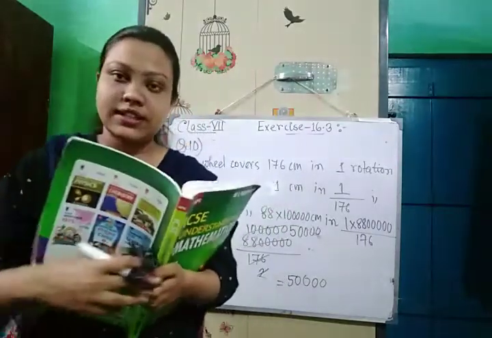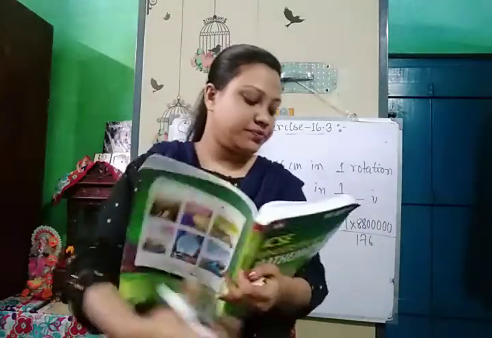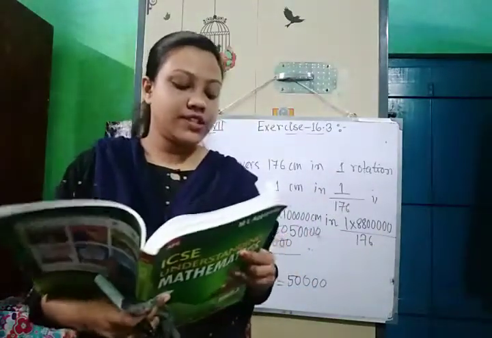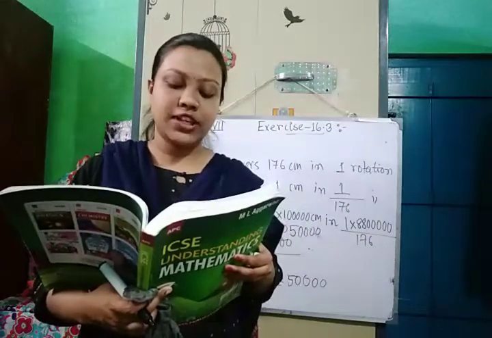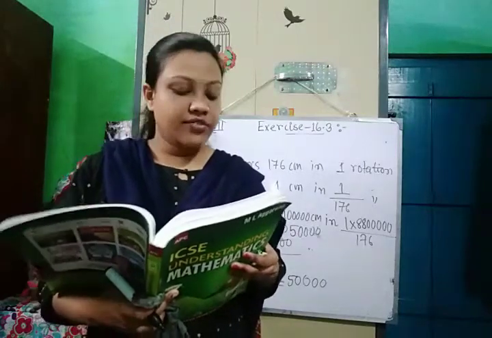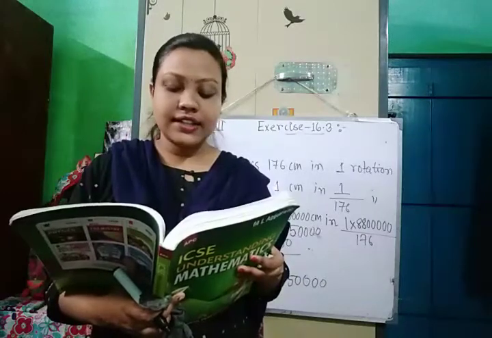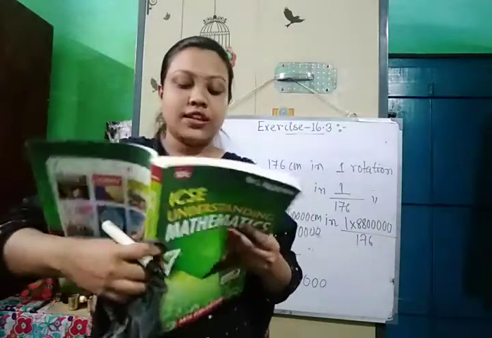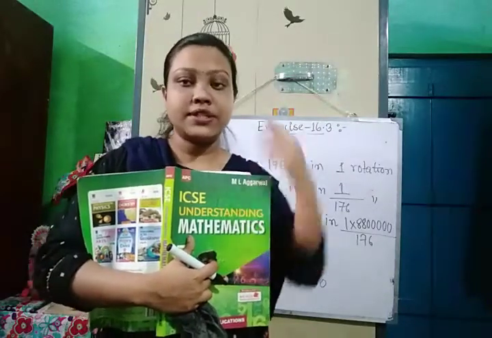Okay, so I hope this is clear. Next, question number 12 I am doing. Question number 12 is: a piece of wire is bent in the shape of an equilateral triangle of side 4.4 centimeter. If the wire is rebent to form a circle, find the radius and the area of the circle. See, the equilateral triangle, each side is 4.4 centimeter.